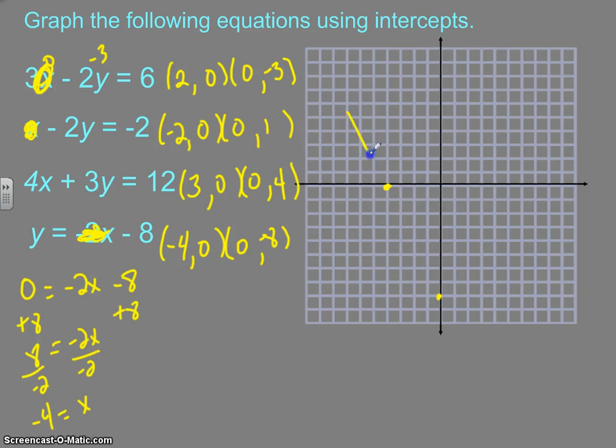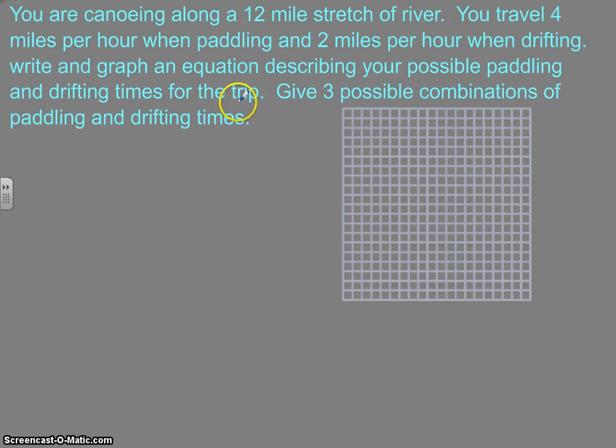Okay, now we want to just draw a line through those 2 points, and I totally missed that. That's pretty bad. I would count off if you did that, but I'm not going to count off of myself here. Okay, that's graphing using intercepts. Let's do one more. We'll do a word problem. Know with any word problem you do today, you're going to have 2 variables, an x and a y.